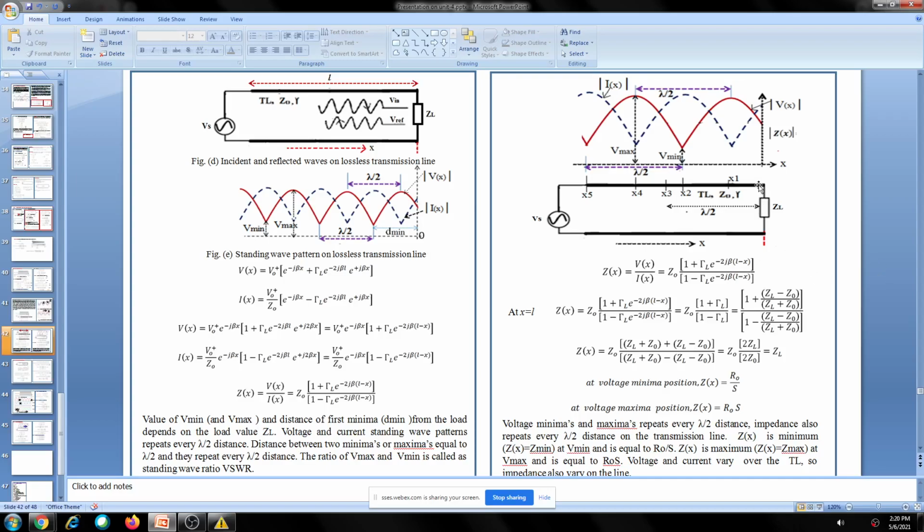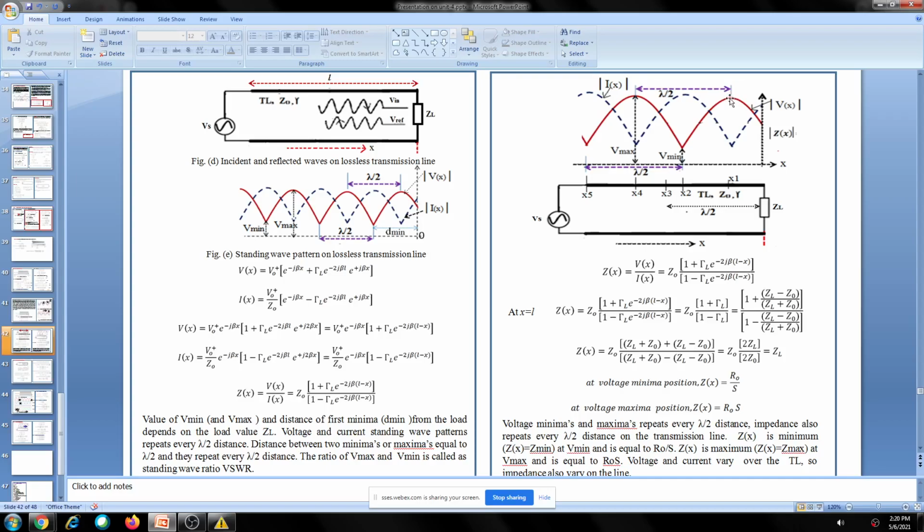So here impedance repeats. And see, impedance changes. It starts at some value, and afterwards the impedance value may increase and it may decrease. As you move over the transmission line, here it is ZL, and as you move, impedance may increase and it takes a maximum value. Actually, impedance takes its maximum value whenever voltage is maximum.